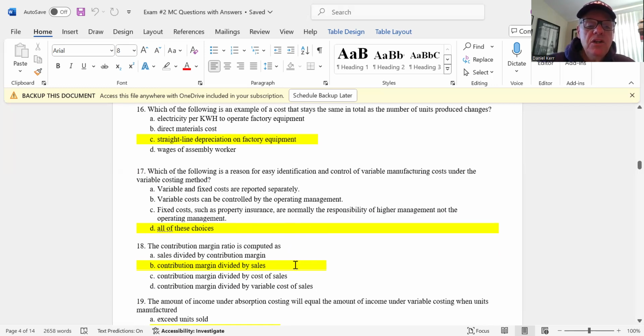Contribution margin is contribution margin divided by sales, or the contribution per unit divided by the sales price per unit. So contribution margin divided by sales would give us the contribution margin ratio.